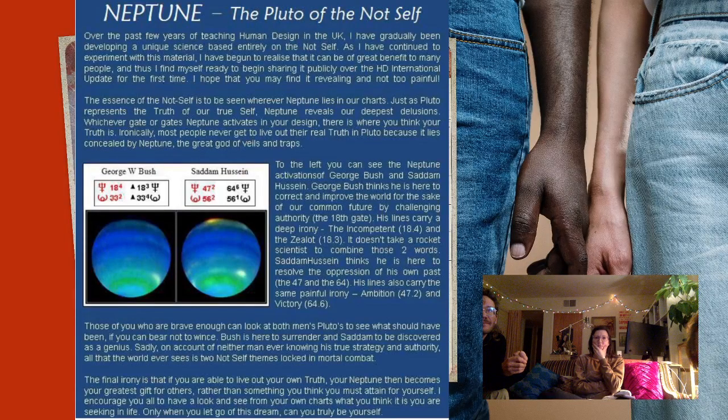Yeah, I actually have a graphic that I just put on. I'm not going to be able to find the other one, but this will be fine. This is just a little graphic. This is Neptune, the Pluto of the not self. And I think this might be Richard Rudd. This has got to be Rudd.